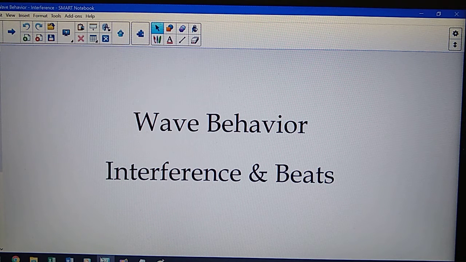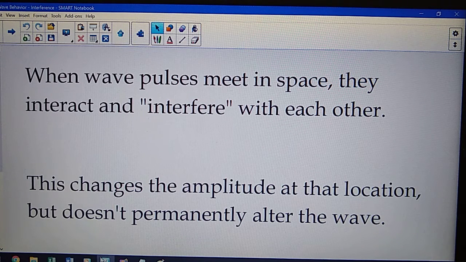Hello. Let's talk about another behavior of waves, this time interference and a consequence of interference, beats. When wave pulses meet in space, they interact and interfere with each other. That doesn't mean that they destroy the wave or destroy the energy. Again, energy cannot be created nor destroyed, but it can be screwed with a little bit.